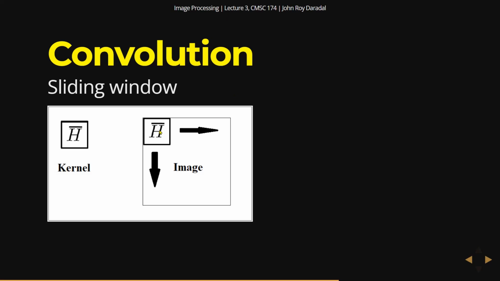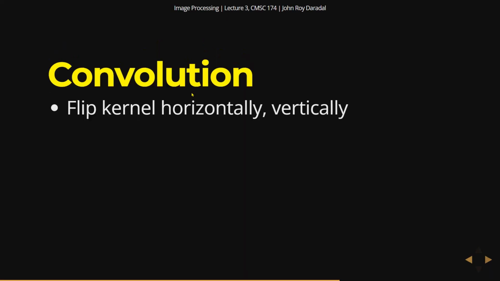So for each window, you apply the kernel, you compute the weighted sum of the neighbors, and that would be the value of this pixel, and then you move to the left, to the right. Okay, you slide this window, and after you're finished with this row, you go down, and then you slide it again to the right, and then you go down, slide it to the right, and so on. Okay, so this is the sliding window for convolution.